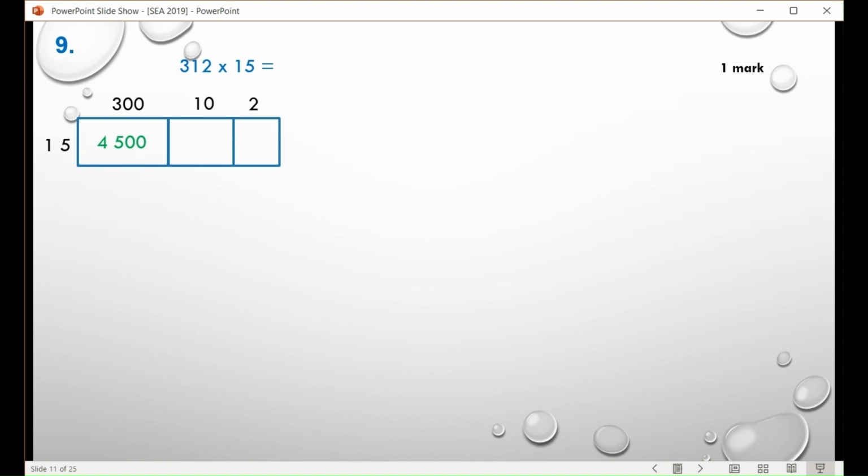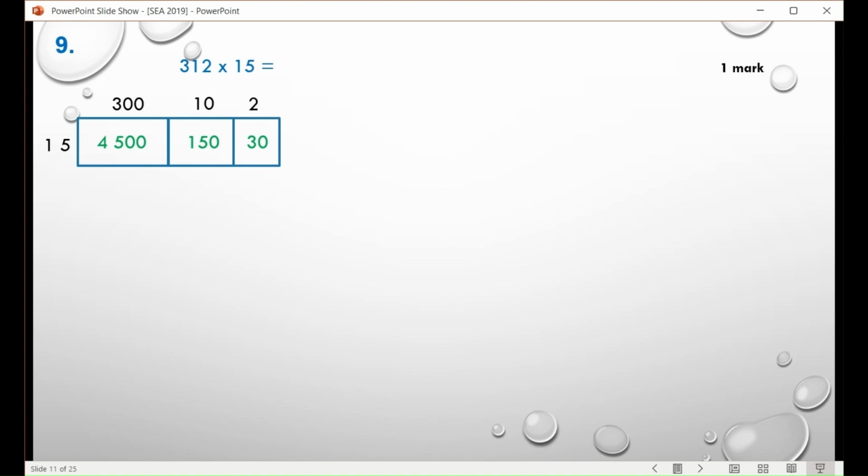And now if we're multiplying 10 times 15, remember the shortcut rule. If we're multiplying by 10, we just need to add a 0 to the 15. So it will be 150. And then 2 times 15, as we said, 1 15 is a quarter turn, 15 minutes on the clock. And 2 15s will be 2/4 turns or a half turn, which is 30 minutes.